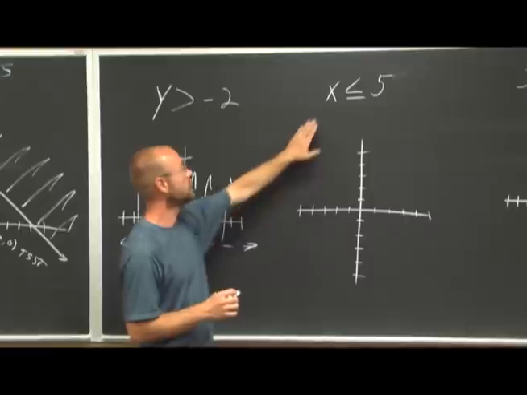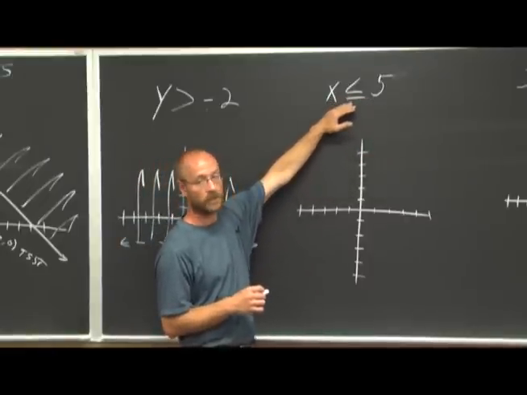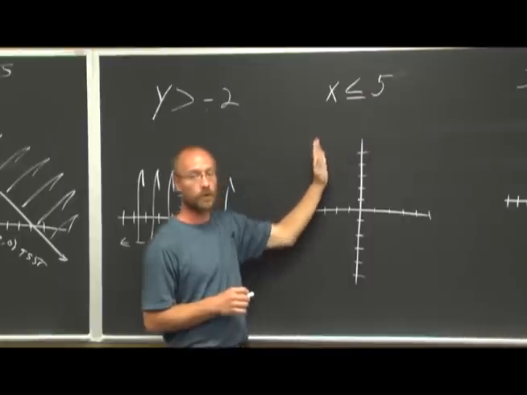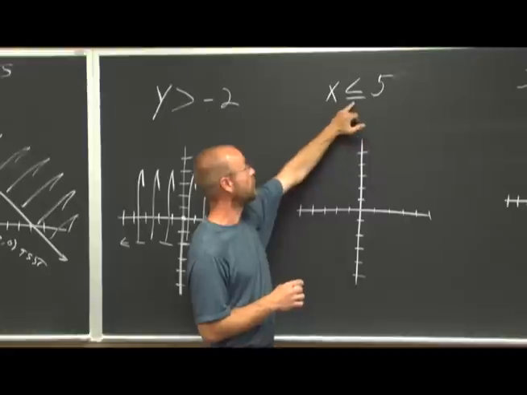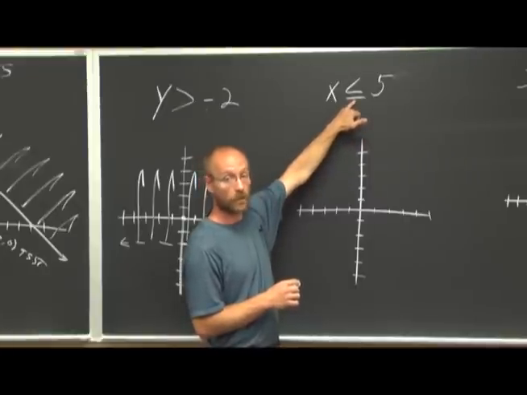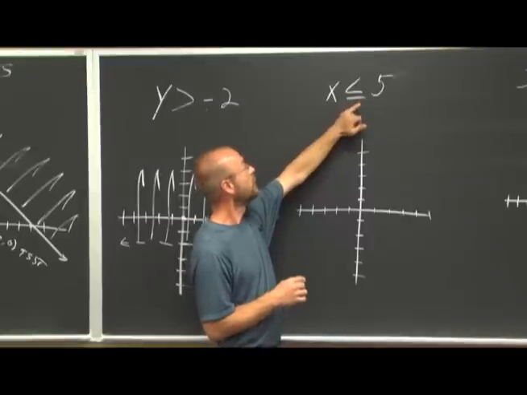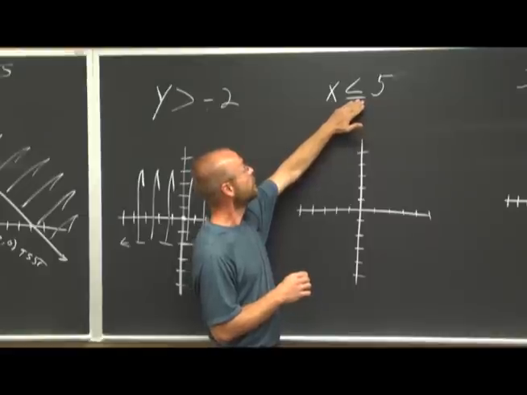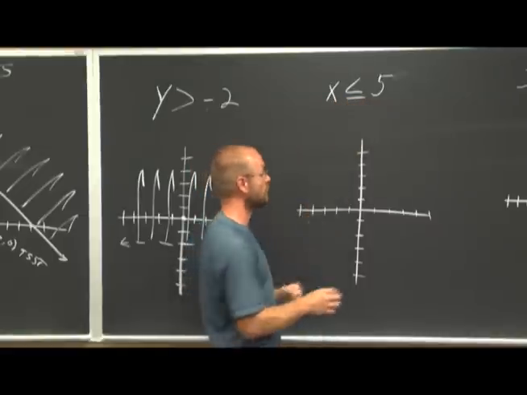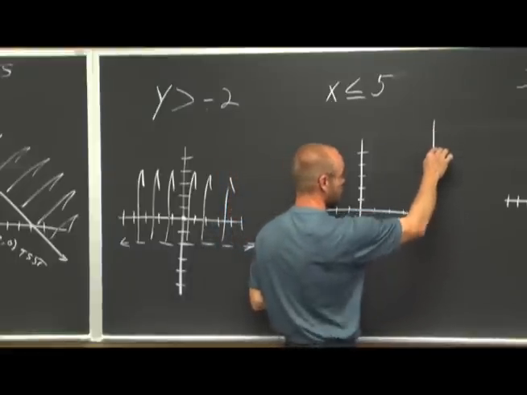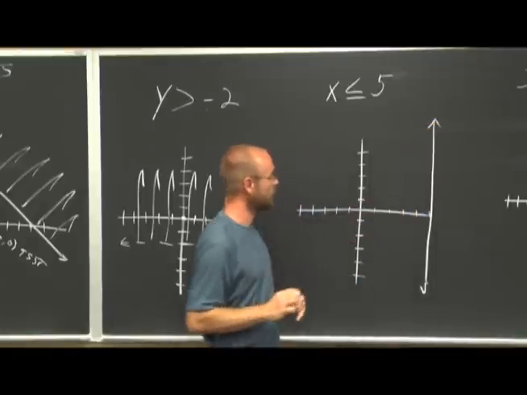Now the next one is x is less than or equal to 5. If we recall from our linear equations, x equals a number is a vertical line. And that vertical line is x is 5. Now, because this is equal to, we're going to draw this vertical line at x equal to 5 for all values of y, I should say. But we're going to use a solid line because x is less than or equal to 5. So the values on the line make a true statement. So we draw our vertical line at x equals 5.